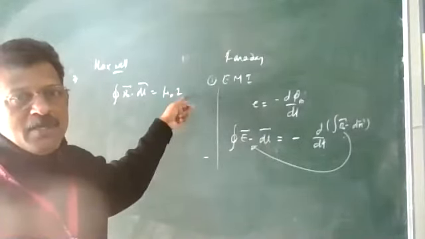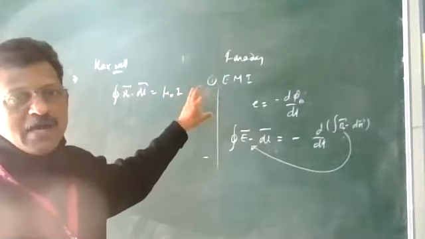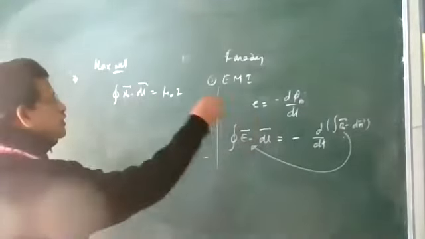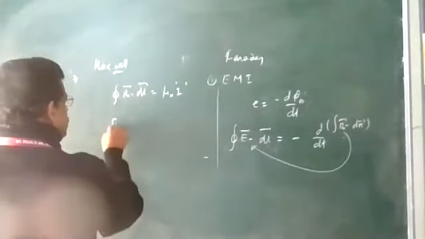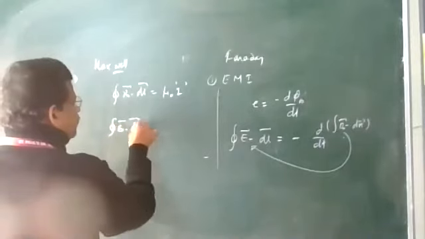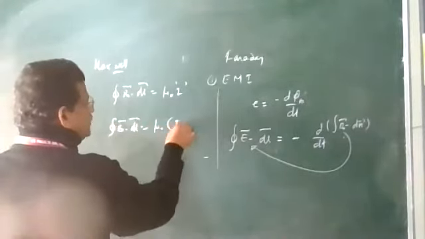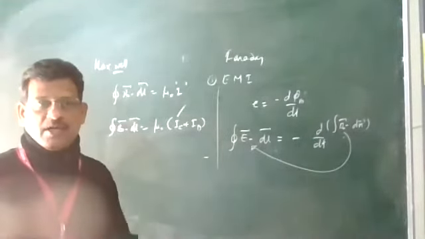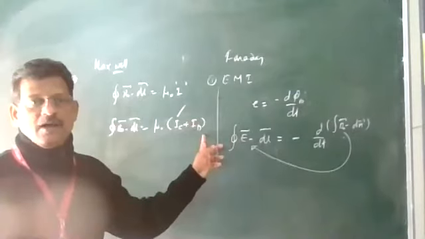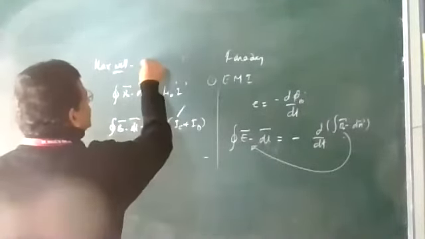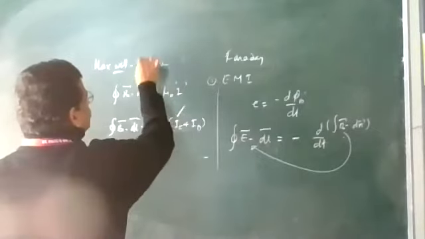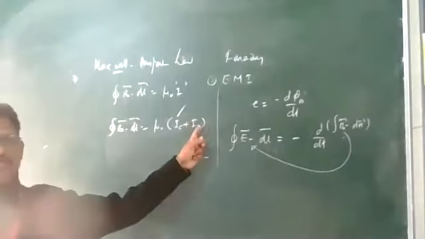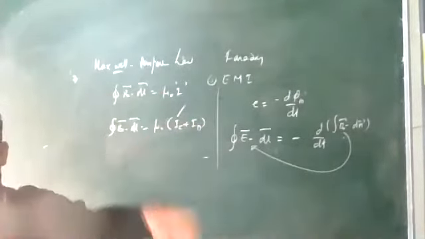So here I will be replaced by the sum of the current in the wire plus the current due to the change in electric flux. So this will be modified here. The current I is modified as ∮B·dl = μ₀(Ic + Id). Ic means the conduction current in the wire, Id means the displacement current. So this is the Maxwell-Ampere circuital modified law, where the current Id is due to the change in electric field or electric flux.